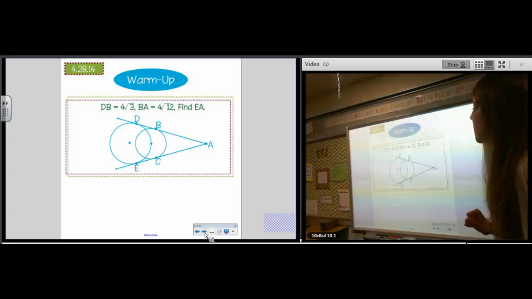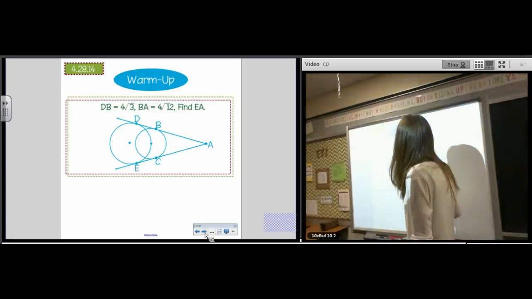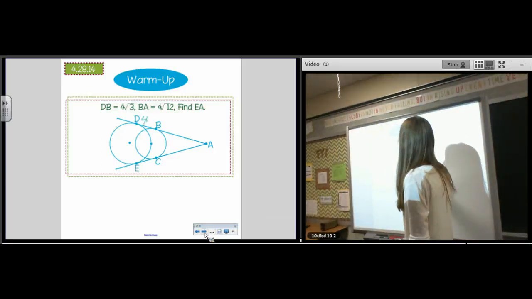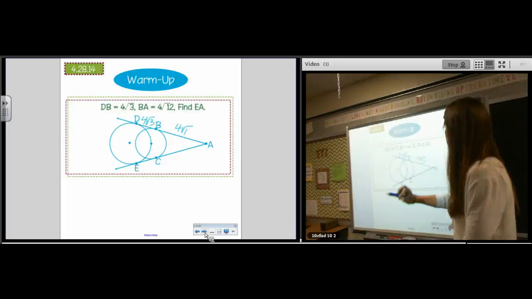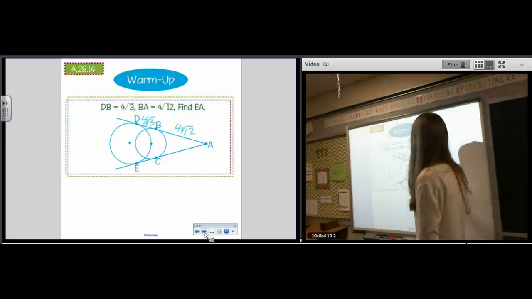So are we ready to talk about this warm-up? DB is 4 root 3. BA is 4 root 12. Find EA.